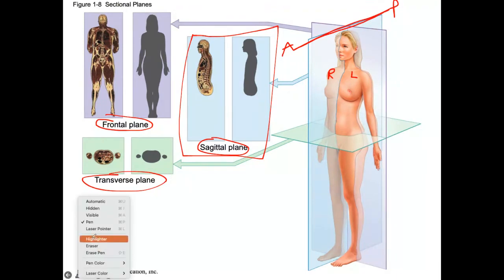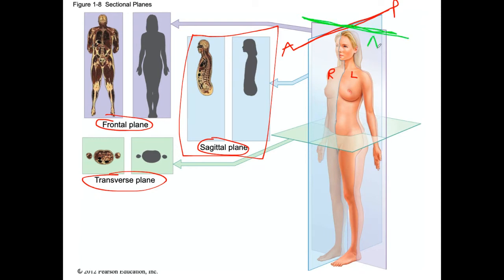Okay, let's change the color here. We'll make the next one green. Then we have this one here going from left to right. And when it goes from left to right, it's going to separate the person into an anterior portion and a posterior portion, or front and back. Another name for this frontal plane is called a coronal plane. Coronal.